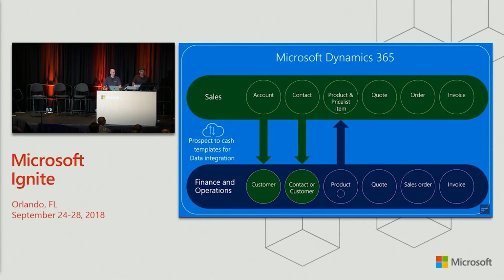For products, you can create and maintain released products in finance and operations, and the products will be synchronized to sales, including a price list item with the base sales price from finance and operations. For quote, you can create quotes in sales and synchronize them to finance and operations. Once activated, they will flow to finance and operations for further processing.